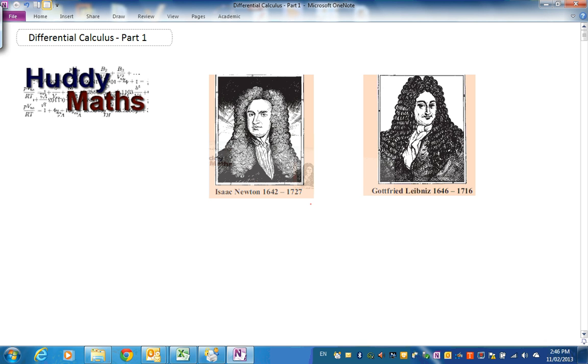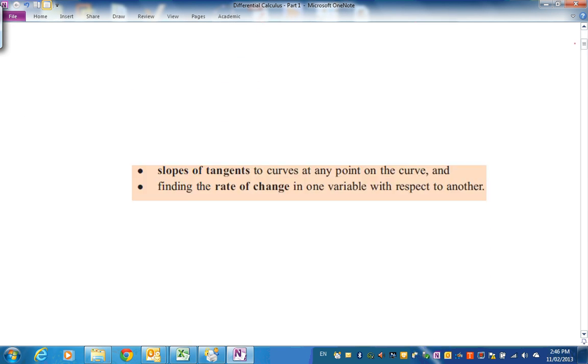In this part we're going to investigate differential calculus, and there's going to be quite a few presentations exploring calculus in this course and the applications. So here are the two fathers of differential calculus, I guess you might say. They discovered these ideas around the same time, Newton and Leibniz, and they were both concerned with two problems: how to find the slope of tangents to curves at any point on the curve, and finding the rate of change in one variable with respect to the other. Hey, what have they got to do with each other?